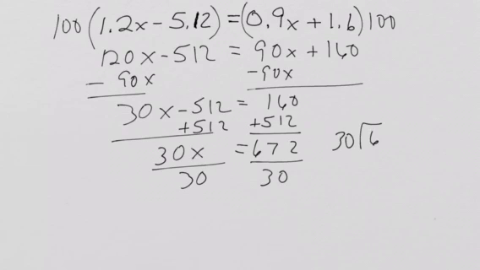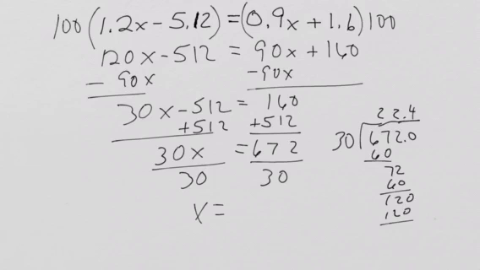30 goes into 672 2 times. 2 times 30 is 60, 72 goes in there 2 times, 60, 12. So I put a 0.0, and it goes in there 4 times. So x equals 22.4. And that is how you work problems that are multi-steps with decimals.